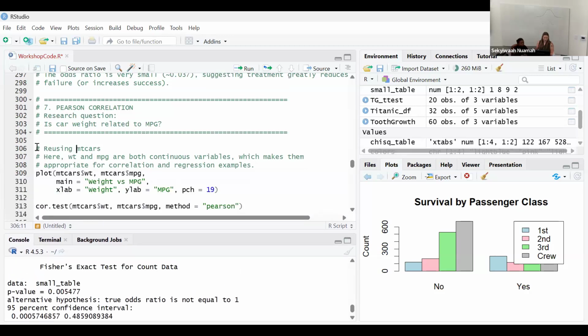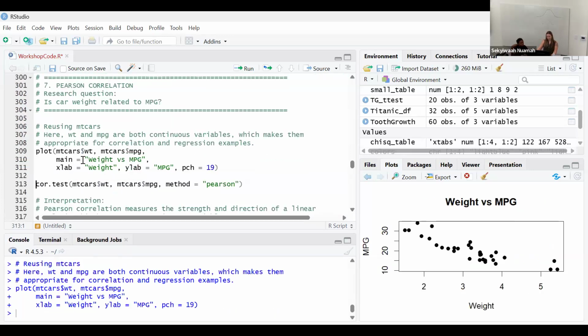Okay, we're going to go back to using the first mtcars data set, and we're going to look at the Pearson correlation. So we're going to ask the question, is car weight related to miles per gallon? Here's just a plot of the data against each other. It looks like as weight of the car is increasing, the miles per gallon is decreasing. And that makes sense, because the heavier your car is, the less gas mileage you're going to get.